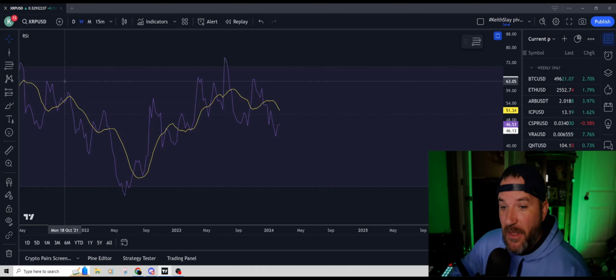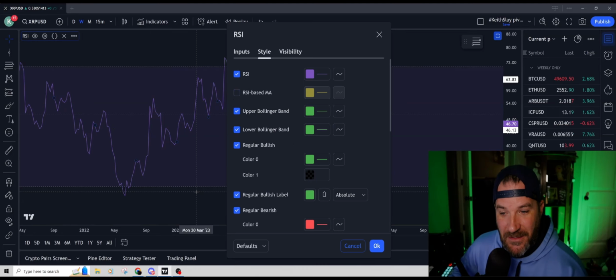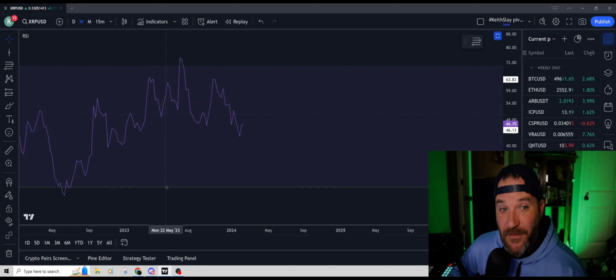All right, so there are a few key parts of the RSI. There's a yellow moving average in here. I'm going to take that out. It's something that TradingView recently added. Not necessarily needed for this particular indicator.